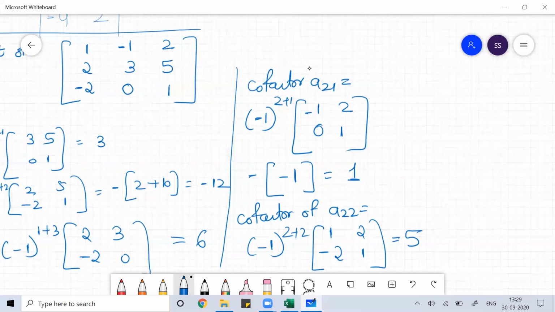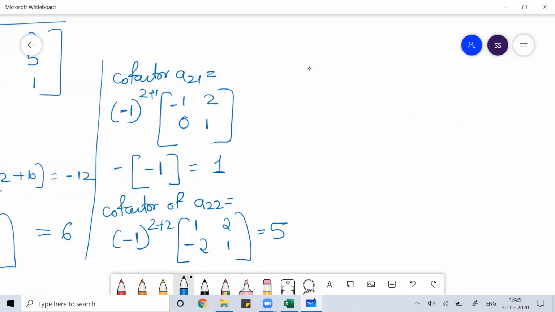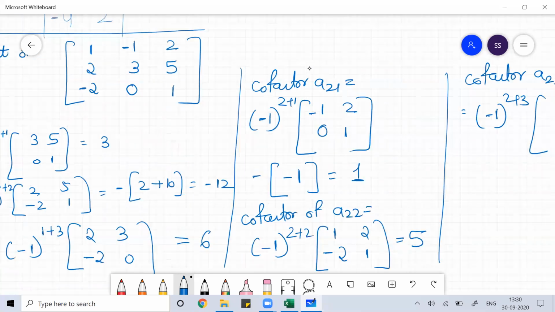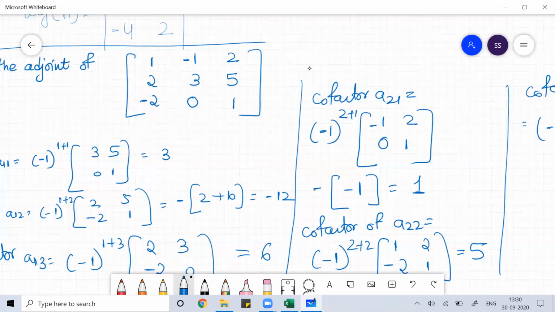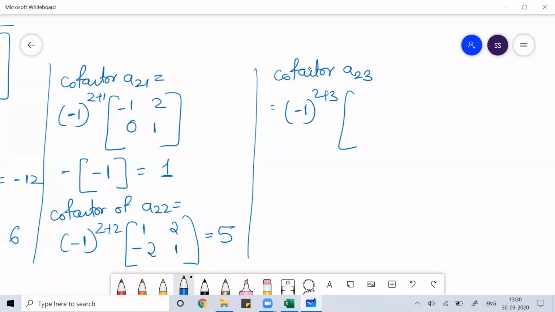Once we find that, what is the cofactor of A23? The sign is minus 1 to the power 2 plus 3. So for the A23 cofactor, the minor is 1 -2 / -1 0, and the minus sign will come. This is 0, this is plus 2, so minus 2. So you'll get 2.